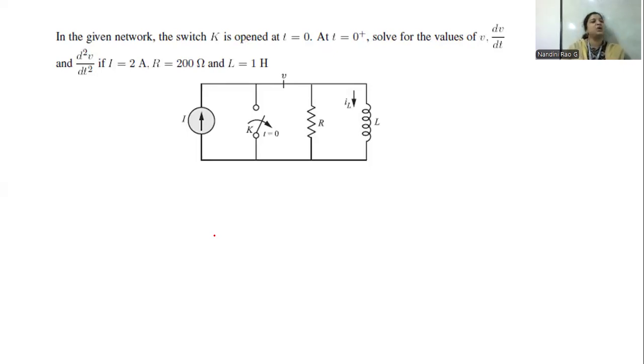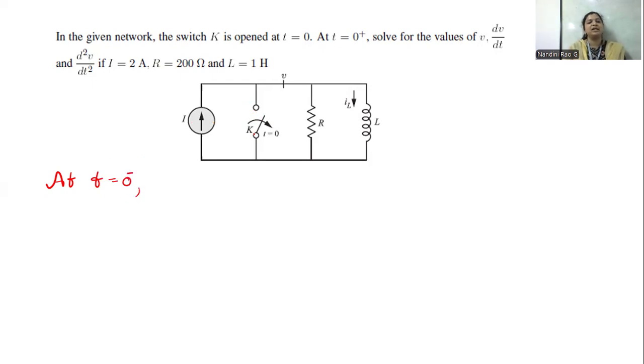Now you see how these things are connected. Parallel. So which equation do we have to apply? KCL. We have to apply the KCL equation. Oh, that is fine. But first let us write at t equal to 0, or t equal to 0 minus.